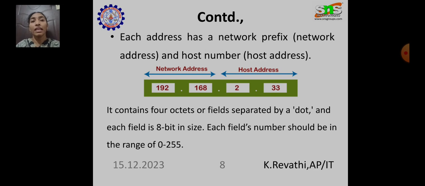Then each address has a network prefix and host number. This represents the network address. That means it will start from 192.168, then the host address. The next 2 bytes represent the host address, that is 2.33. It contains 4 octets or fields separated by a dot, and each field is 8 bits in size. Each field number should be in the range of 0 to 255.